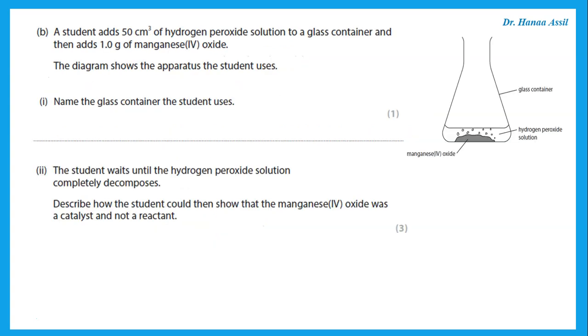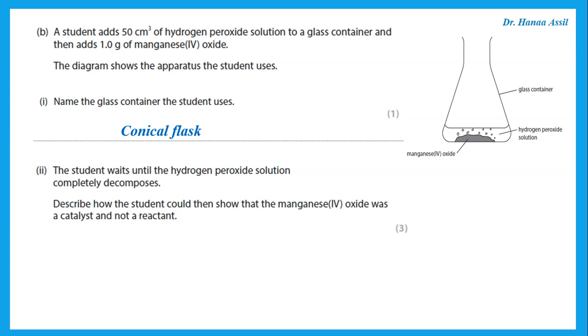A student adds 50 centimeter cubed of hydrogen peroxide to a glass container and then adds 1 gram of manganese oxide. Name this glass container. What is the name of this container? This is a conical flask. The student waits until the hydrogen peroxide completely decomposes.